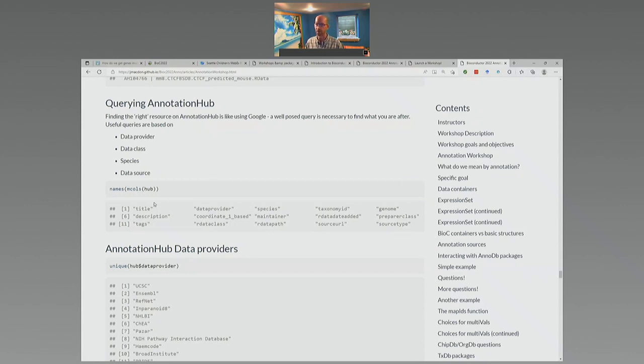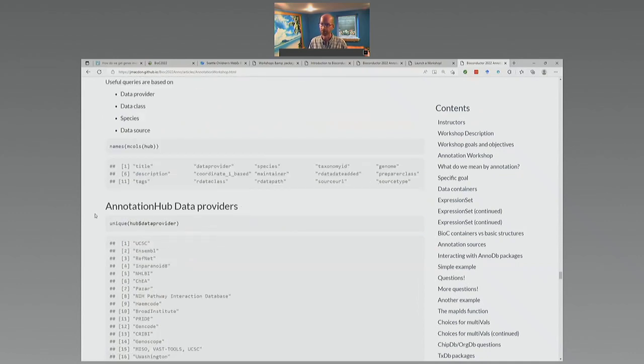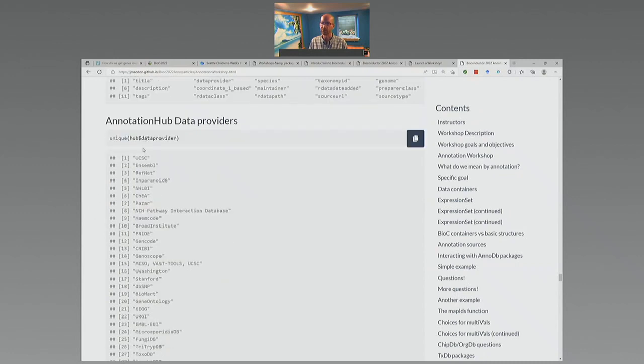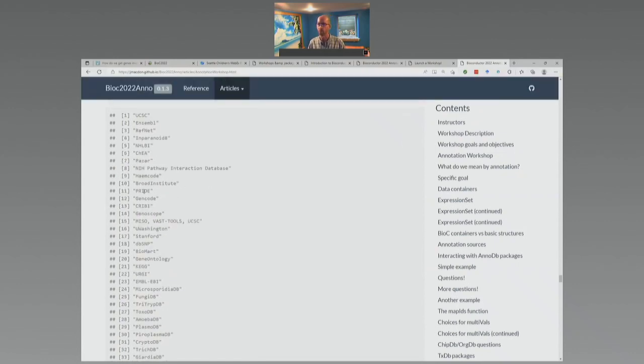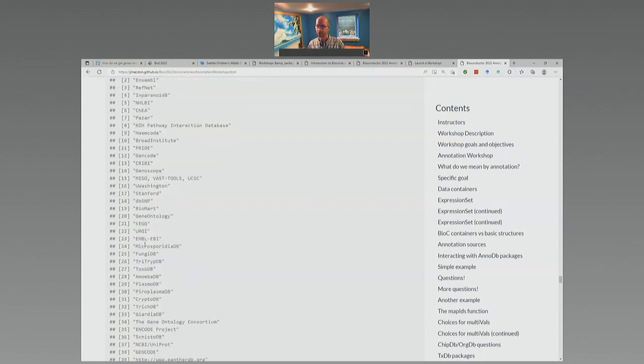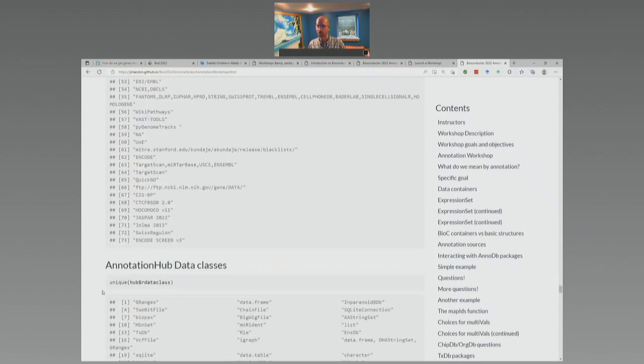And for each different thing you can get, there's a title, where it came from, what the species is, the tax ID, the genome, all this information. So we can then look at each one of these columns to see what sort of stuff is in there. If we look at the unique values of data provider, you can see it's a gajillion different things, right? The big ones would be like UCSC, Ensembl, Inparanoid. But if you're working with non-model species, you can see there's a lot of stuff on dbSNP. There's 73 unique types of things in there.